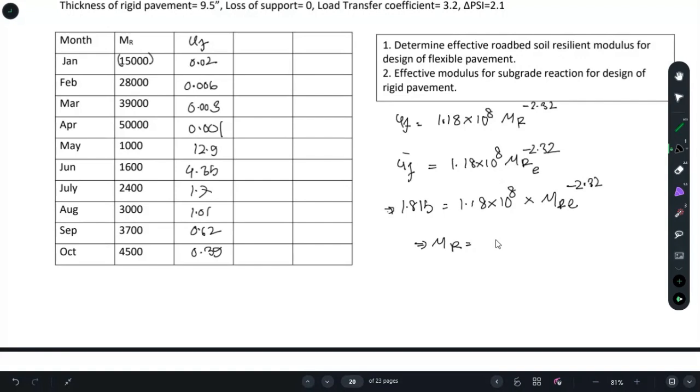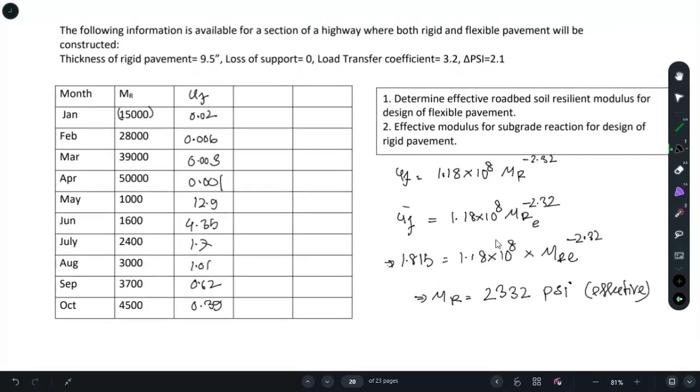If we solve the equation 1.815 equals 1.18 times 10 to the power 8 multiplied by x to the power minus 2.38, you will get a value of about 2332. So this is the answer for MR, and it has a unit of PSI. So this is your effective one, and you will use it for flexible pavement.